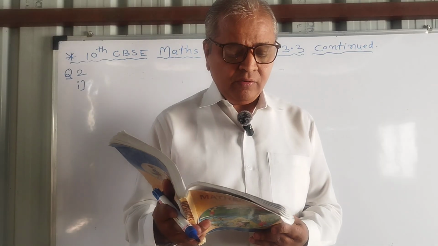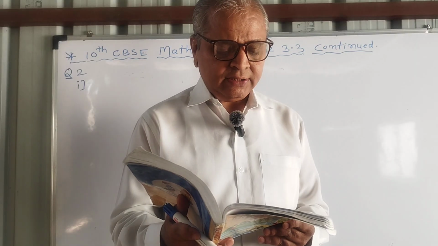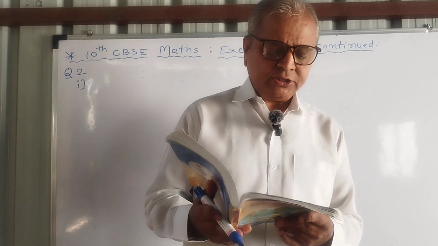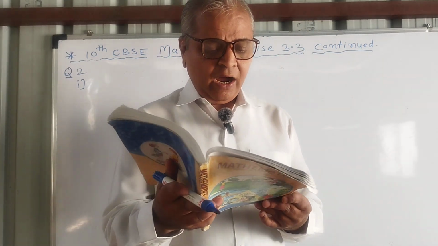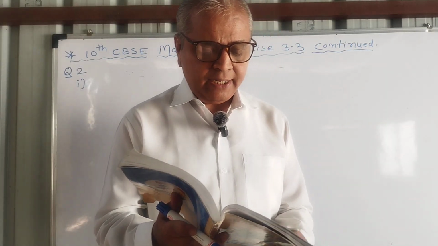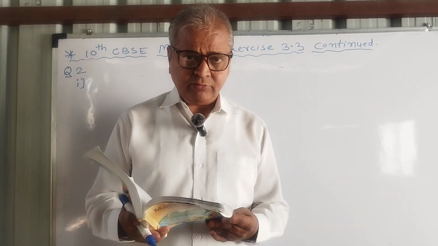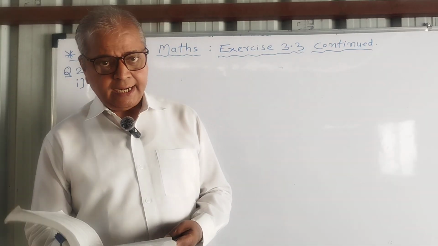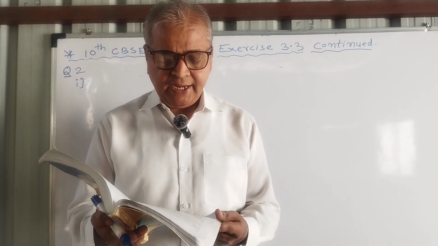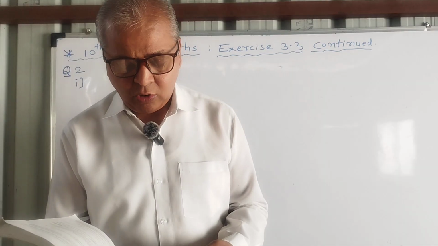Question number 2, form the pair of linear equations in the following problems and find their solution if they exist by the elimination method. Sub question 1: if we add 1 to the numerator and subtract 1 from the denominator, a fraction reduces to 1. Reduces to 1 means the fraction becomes 1. That is the first condition, and it becomes 1 upon 2 if you only add 1 to the denominator.